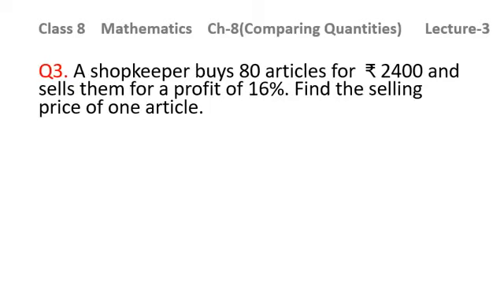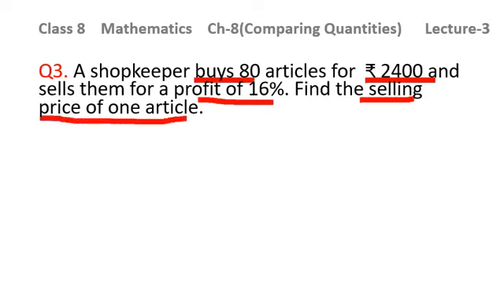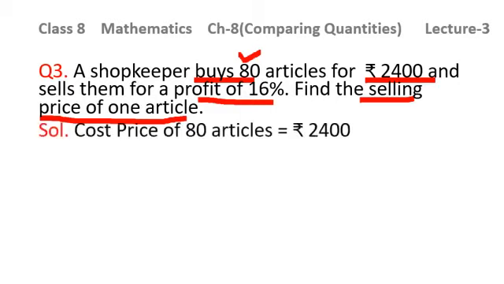Coming to question number 3, a shopkeeper buys 80 articles for rupees 2400. Here the cost price of 80 articles is given to you, and he is selling them at a profit of 16%, and we need to find the selling price of one article. Here the number of articles is 80, so we need to be careful about this, and we want the SP of one article only. So the solution will be: cost price of 80 articles is given to us, that is 2400.